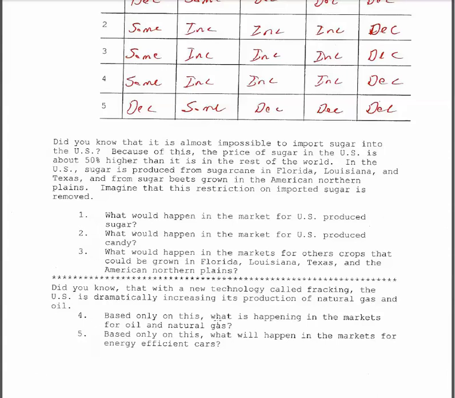oil and natural gas? Well, it's this new technology, and that's a determinant of supply curves. So the demand curve stays the same because the buyers might not even be aware that this is going on. The supply curve has increased, quantity demanded and quantity supplied have both increased, and of course the price has decreased.